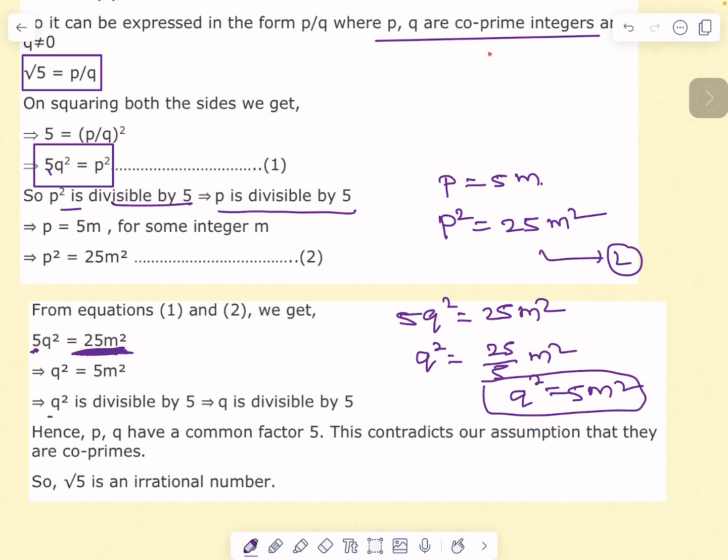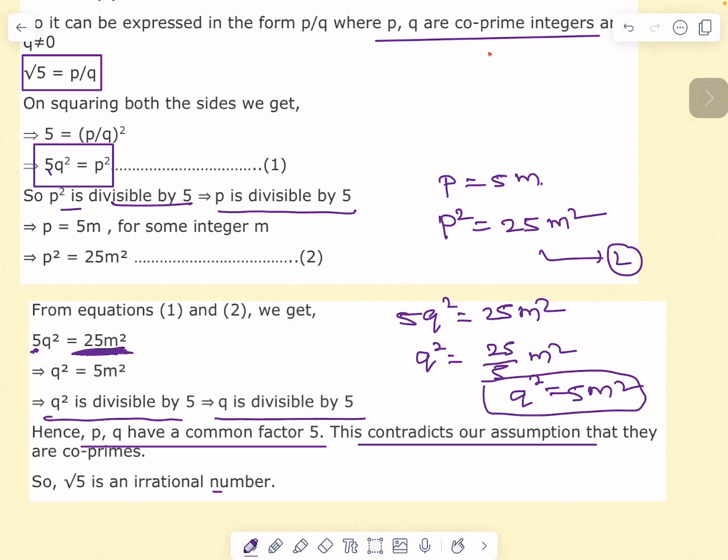So that means q square is divisible by 5, which means q is also divisible by 5. Just as I explained before, the same thing we can explain here. That means p, q have a common factor of 5. So this contradicts our assumption that they are co-primes. Co-primes have only 1 as a factor; they don't have common factors.